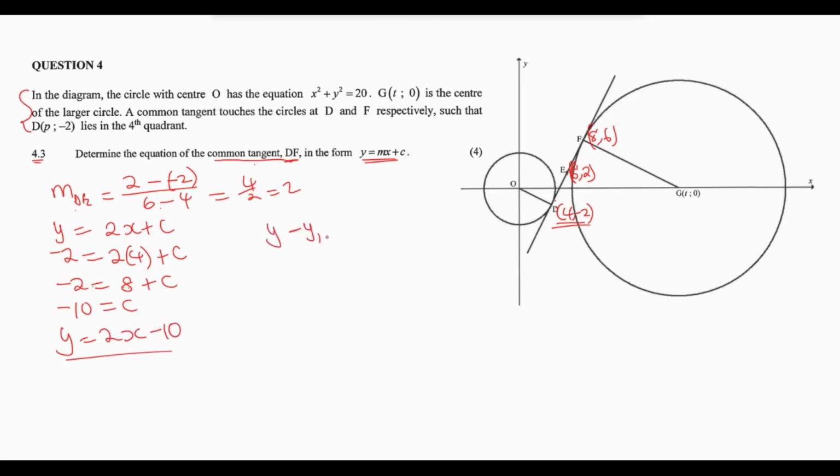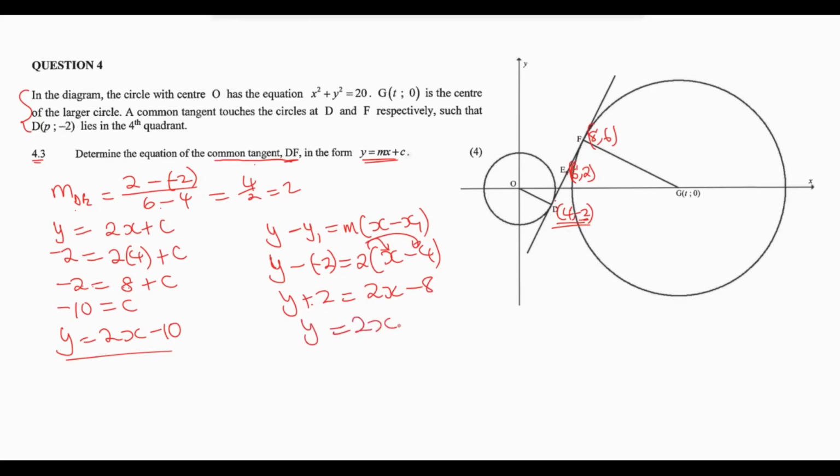You can also use this equation: y minus y1 is equal to m times x minus x1. So using point D there, we can say y minus negative 2 is equal to m, which is 2, times x minus 4. And then this is y plus 2 is equal to 2x minus 8 after distributing 2 there. Then subtract 2 from both sides of the equation. y is equal to 2x minus 10. Okay, you can use that.